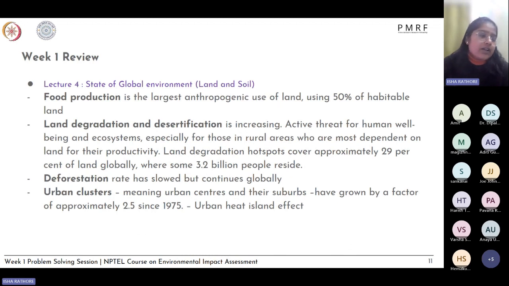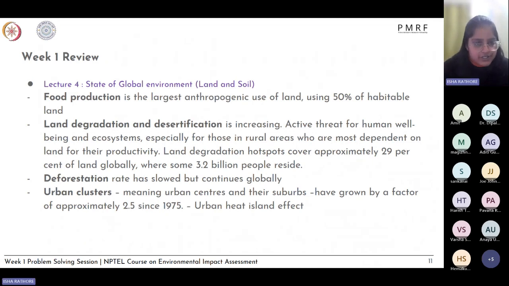Lecture 4 was the state of the global environment, where we looked at land and soil. We looked at food production, which is the largest human-centric activity which uses land. Then we looked at land degradation and desertification and how it is increasing. It is an active threat for human well-being and ecosystems, especially in rural areas which are dependent on land for their productivity. The land degradation hotspots cover approximately 29% of the land globally, where some 3.2 billion people reside.